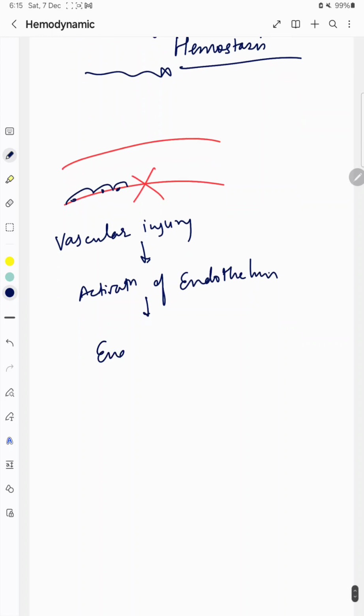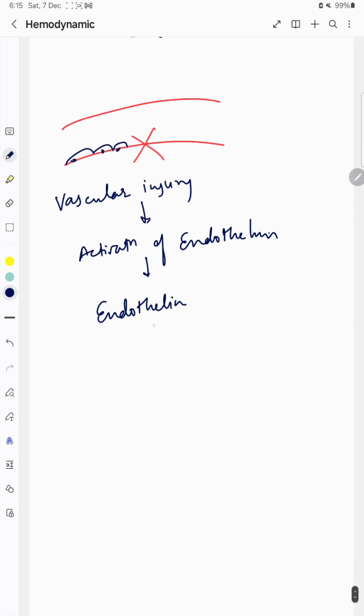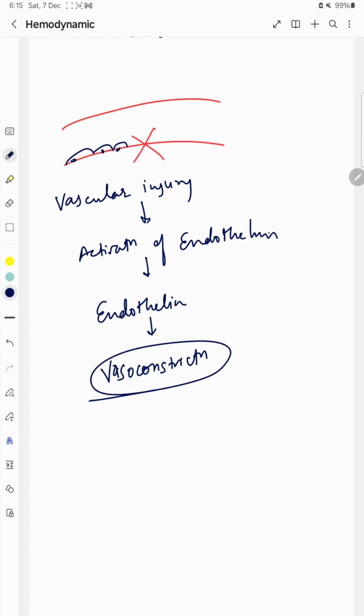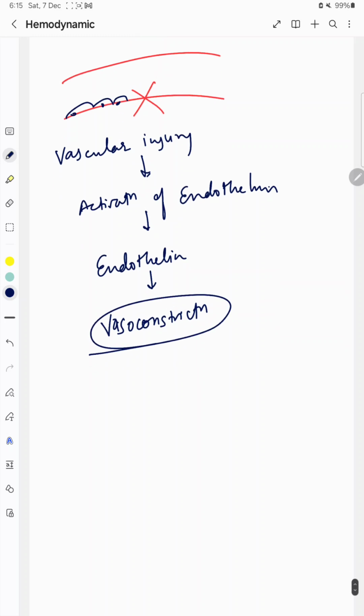Endothelium releases endothelin, which causes vasoconstriction. Vasoconstriction decreases the blood flow to the tissue. So this is the first event in hemostasis, vasoconstriction.